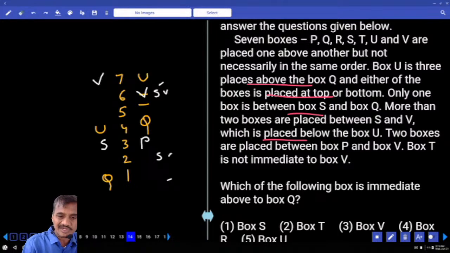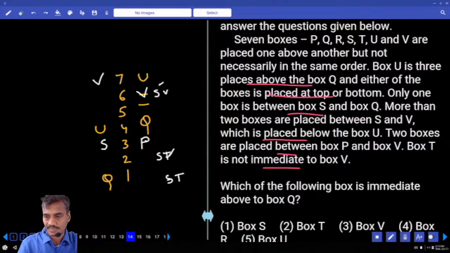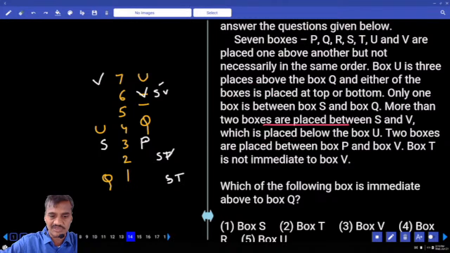Then, in between S and V, S can be either here or here, there are 2 different possibilities. Then T is not immediate to V, so T cannot be here, and T can be at any one of these 2 places, S or T, S or T. Then, any other information that is left over here? More than 2 boxes are in between S and V.